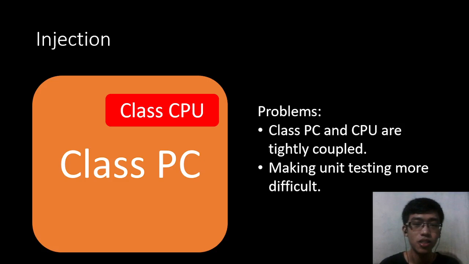Okay, the second one is making unit testing more difficult. Since you have to use the CPU's real object directly, you cannot implement test doubles like creating a fake object or mock object.